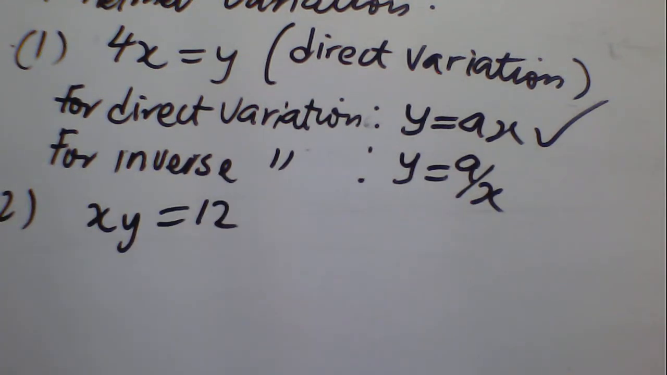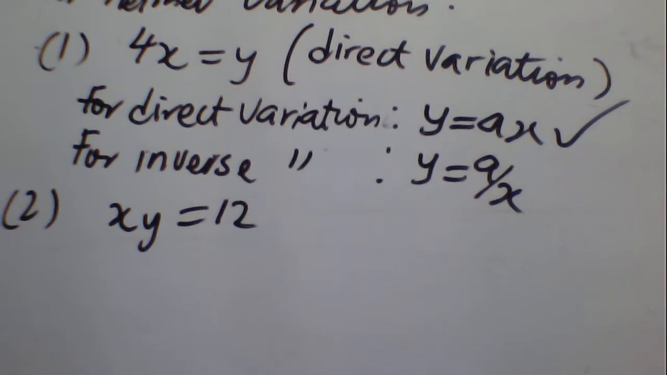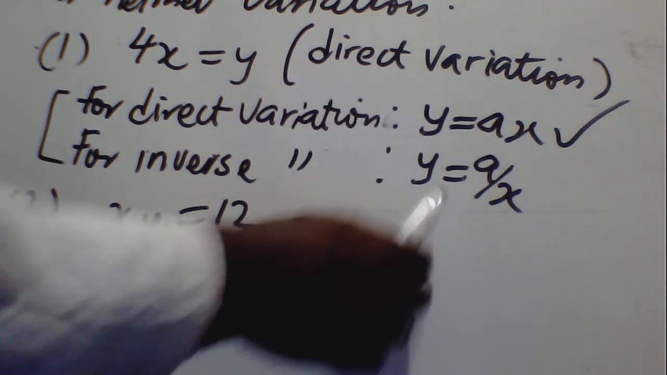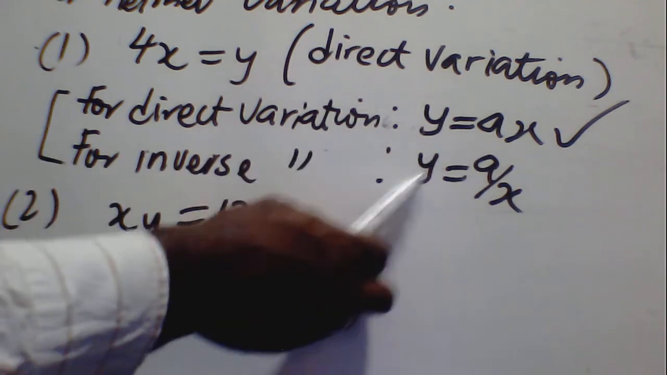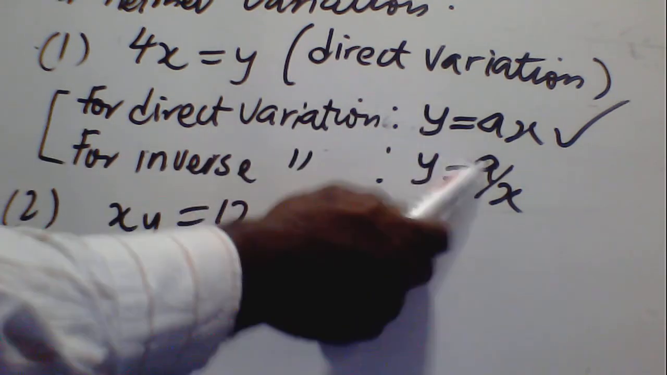So the second question is xy is equals to 12. So what type of variation is this? Looking at the two I have stated, if you look at this one, we have y is equals to ax. If you look at this, we have y equals to a over x, where a is a constant of variation.